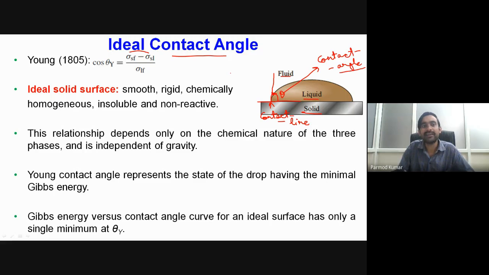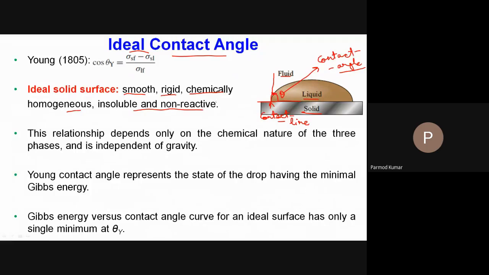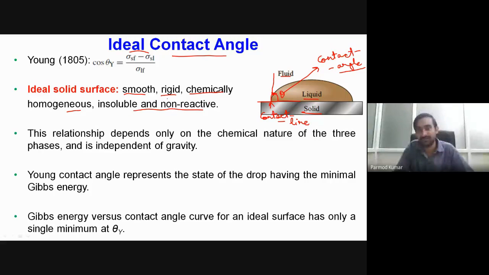Okay. So, what are the characteristics of an ideal solid surface? An ideal solid surface should also be insoluble and non-reactive, meaning it should not react with the surrounding liquid and fluid, and it should also not be soluble in the fluid and the liquid. So all these are the characteristics of an ideal solid surface.